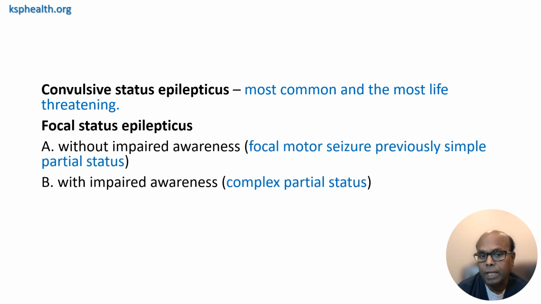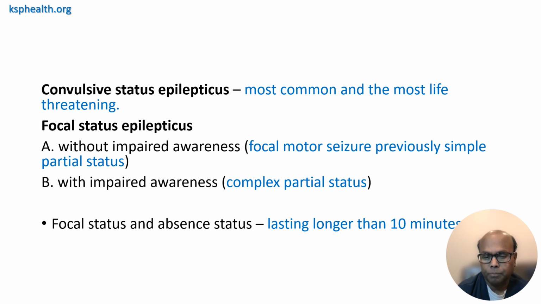Another one, focal status epilepticus, is again divided into 2 groups: without impaired awareness and with impaired awareness. When it is with impaired awareness, that is called complex partial status. When it is without impaired awareness, that is called focal motor seizures. Previously, it used to be called simple partial status. For focal status and absence status, different yardsticks are used. When it lasts longer than 10 minutes, it is called status epilepticus.